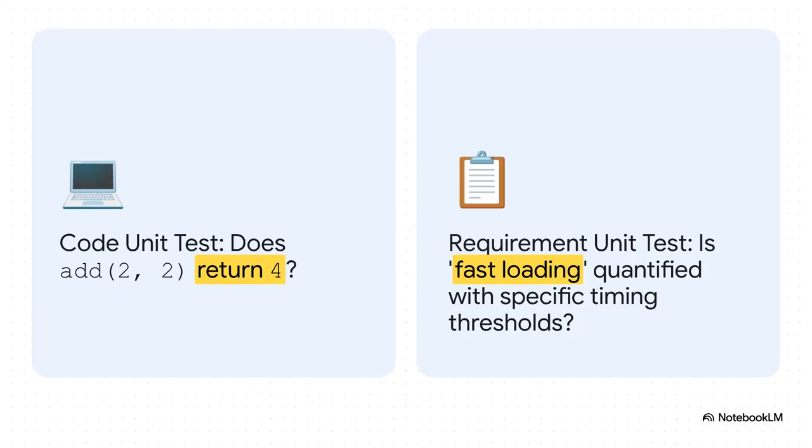Okay, now this right here is the aha moment. We all know what a code unit test is, right? It just checks if a piece of code does what it's supposed to do. But a requirement unit test? That checks if a requirement is actually well-defined. So it asks questions like, is a vague term like fast loading actually defined with a measurable number, like, say, under 500 milliseconds? This makes sure your goals are crystal clear before you ever write a single line of code.